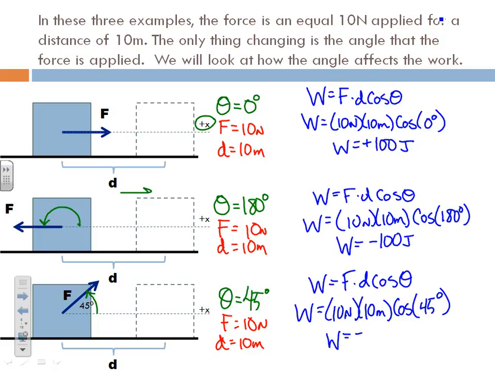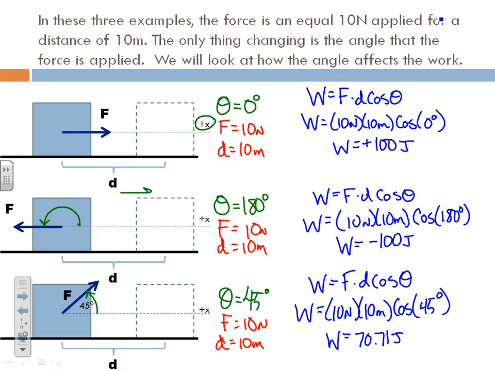In this case, we're going to get 70.71 joules. It's not even the same number. So the first two, we get hundreds, but then for this last one, we get 70. So what's really going on here? It's only the force that's parallel to the direction that we're moving that's actually going to do any work, that's actually going to transfer any energy.